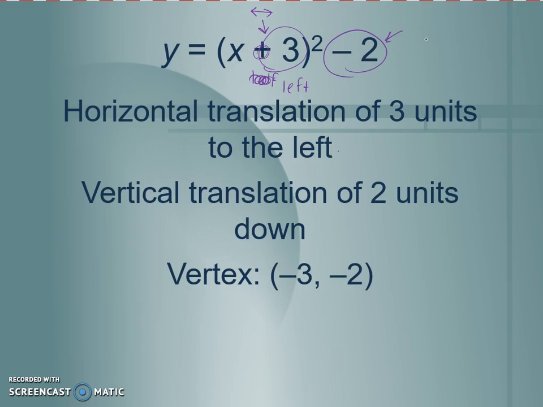And this one is telling us whether we're moving up or down. This one's telling us to move down 2 units. The up and down makes a whole lot of sense if you just think about it, it's positive or negative. The left and right is actually opposite of what you think it would be. So positive values move to the left, negative values move to the right.